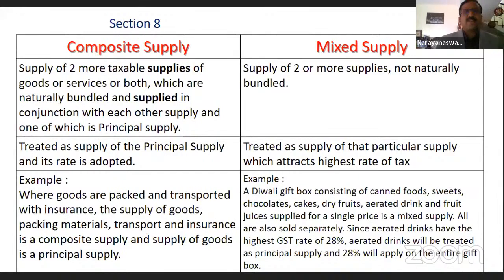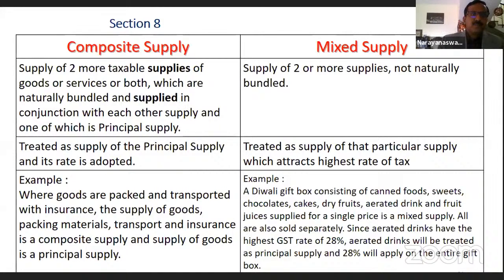Probably this is an area where you need to do more study and may get classes done. We have experts on this. I can organize one of our officers to address your students if they are interested about composite levy, composite supply and mixed supply with concrete examples.